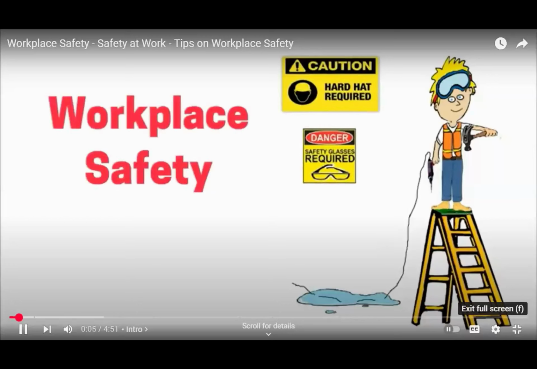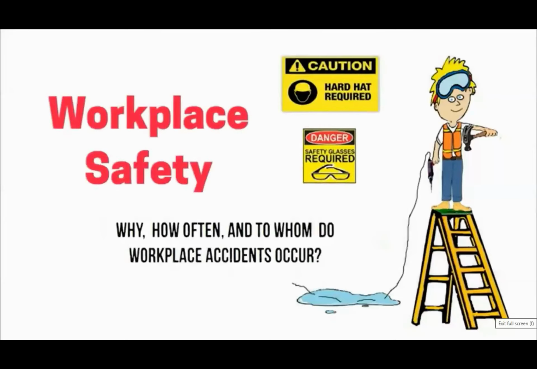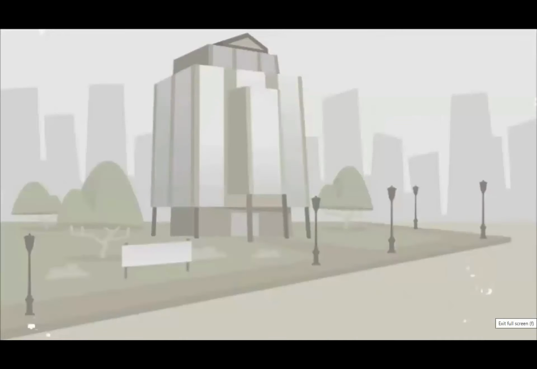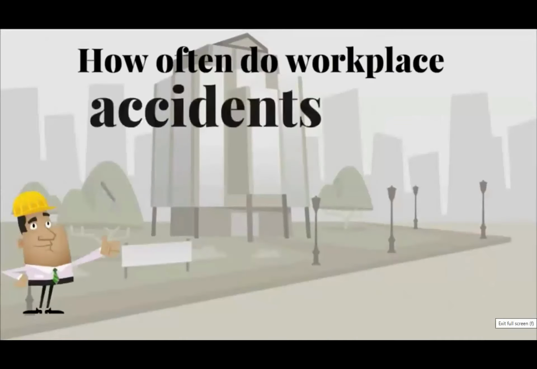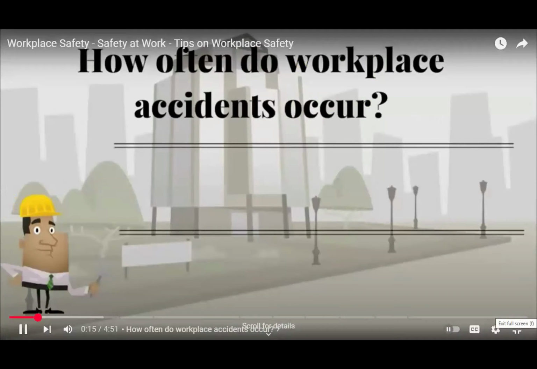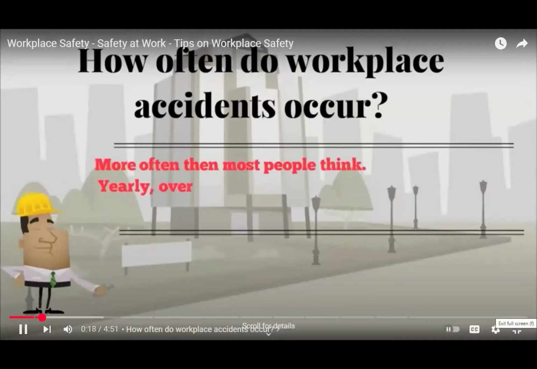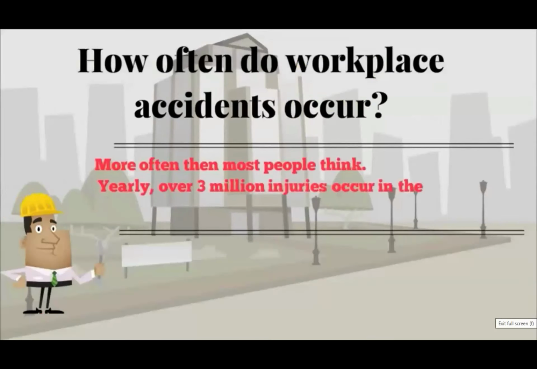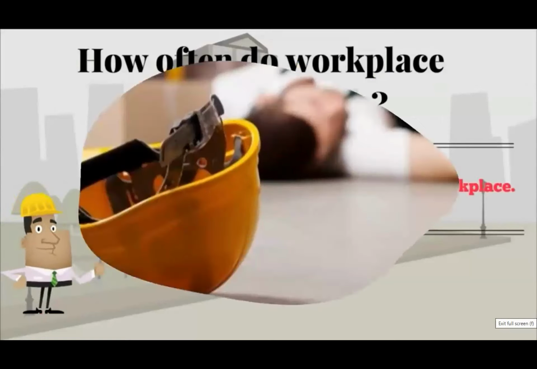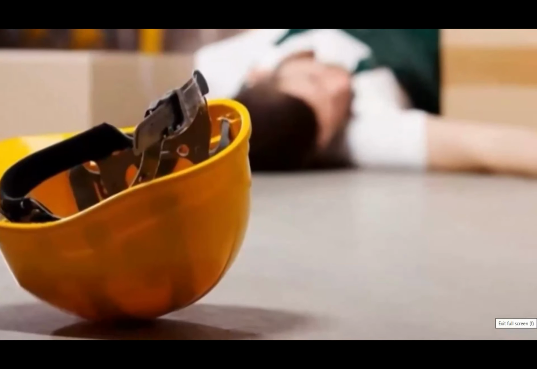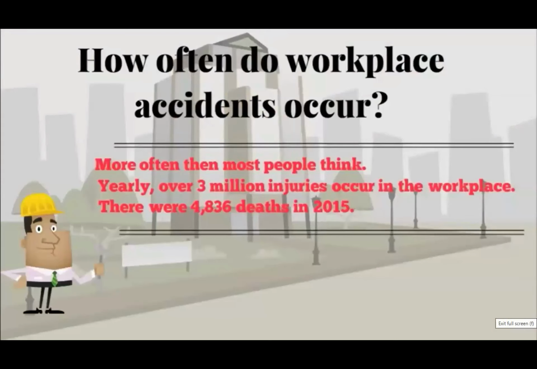Workplace safety. Why, how often, and to whom do workplace accidents occur? How often do accidents occur in the workplace? A lot more often than people think. Every year, over 3 million workers are injured on the job, and there are about 5,000 deaths each year in the workplace.